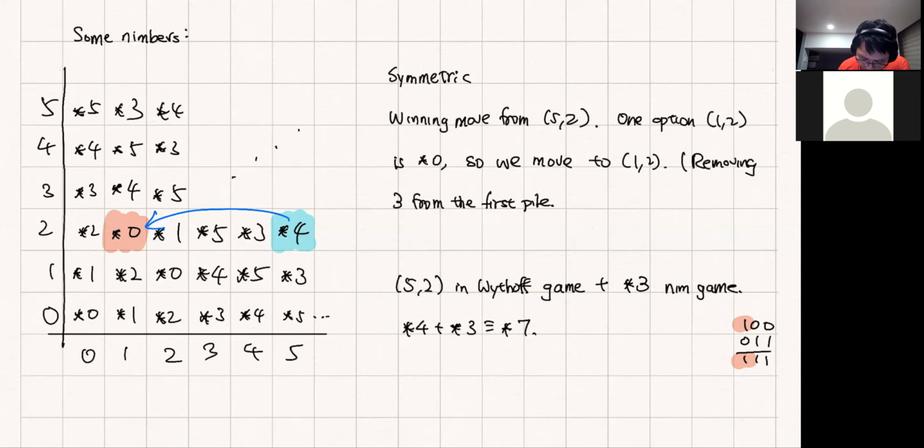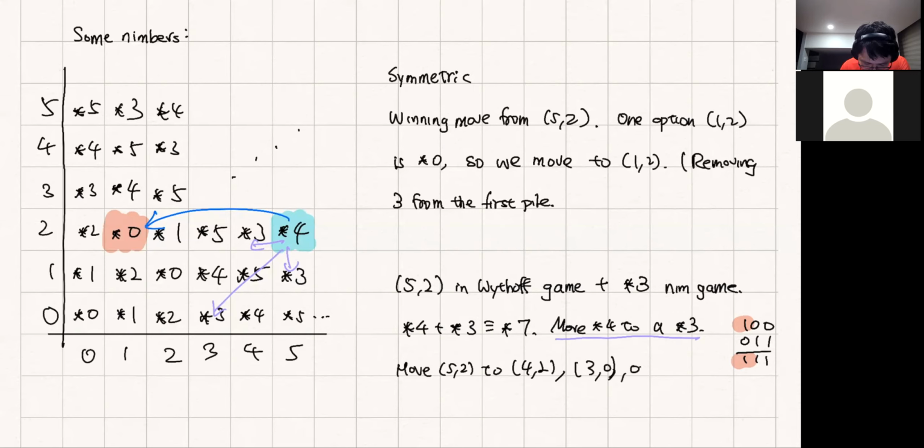So we want to move the star 4 to a star 3. In this case, we can either move here, or move here. So we can either move to 4, 2, 3, 0, or 5, 1.